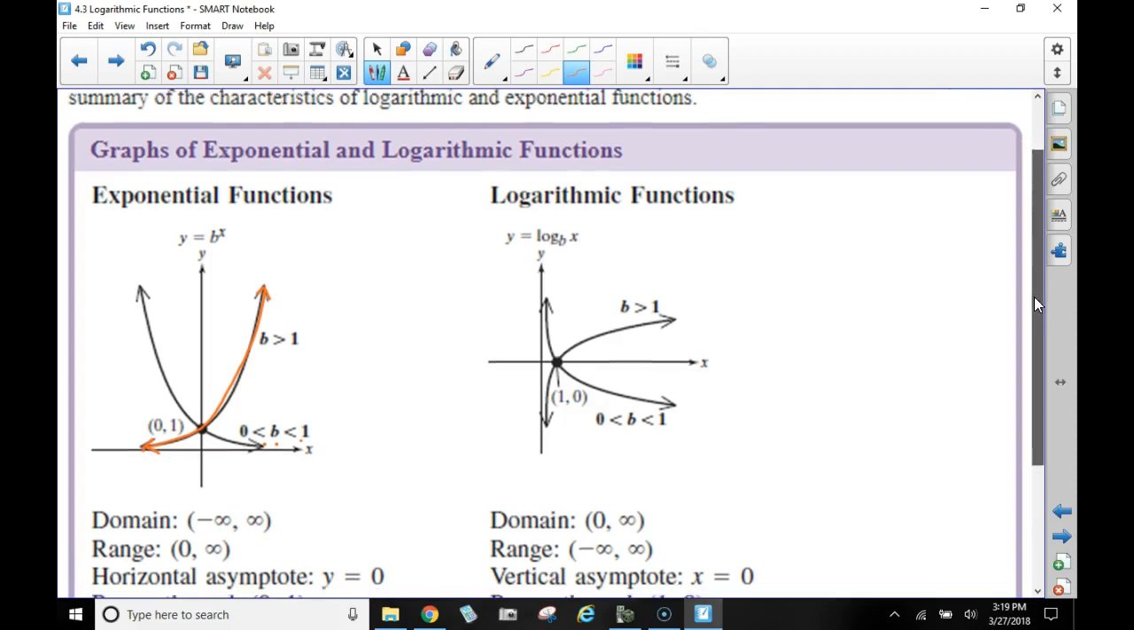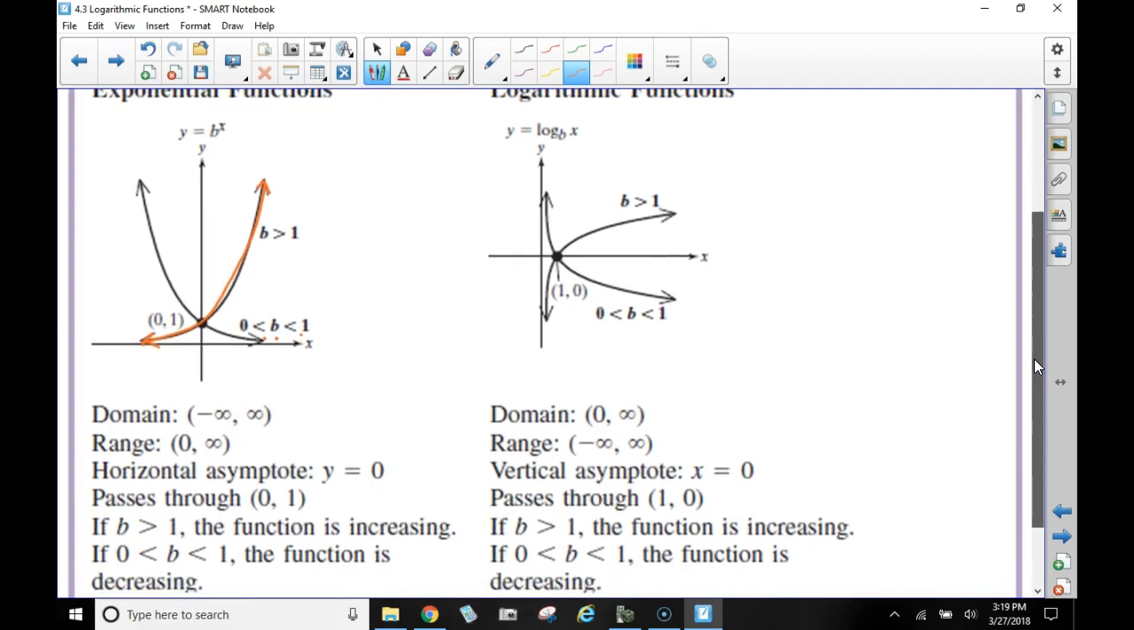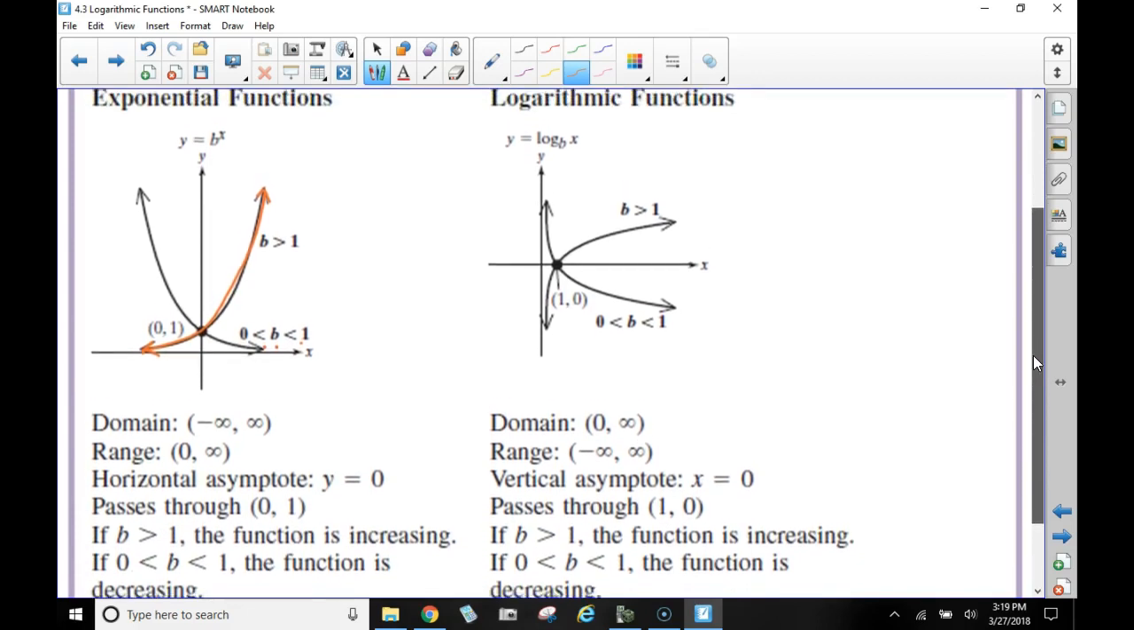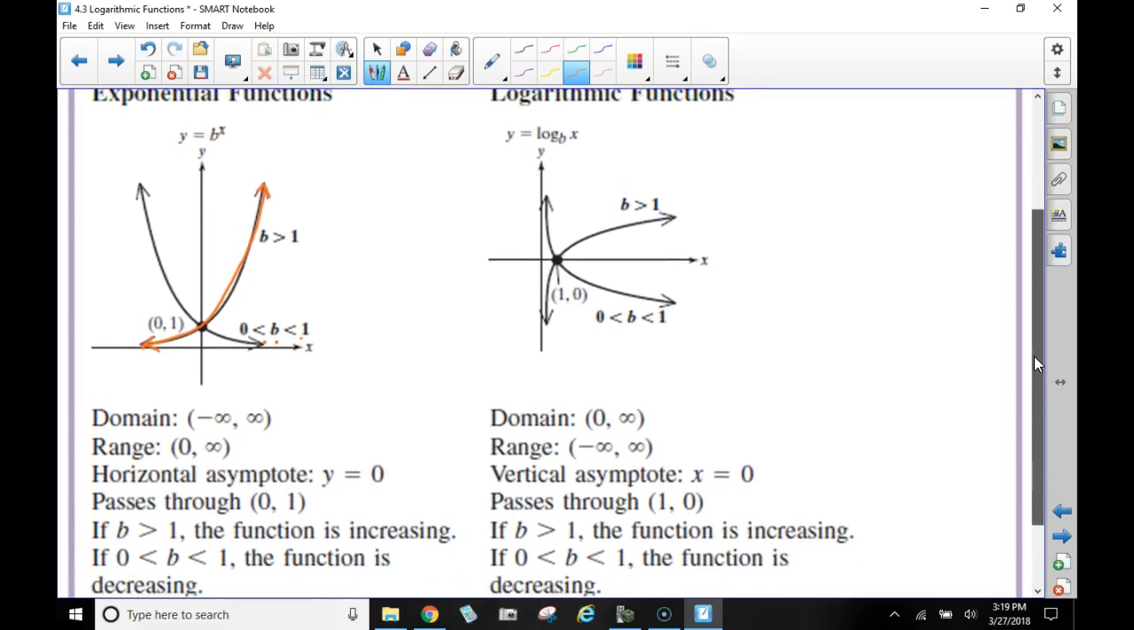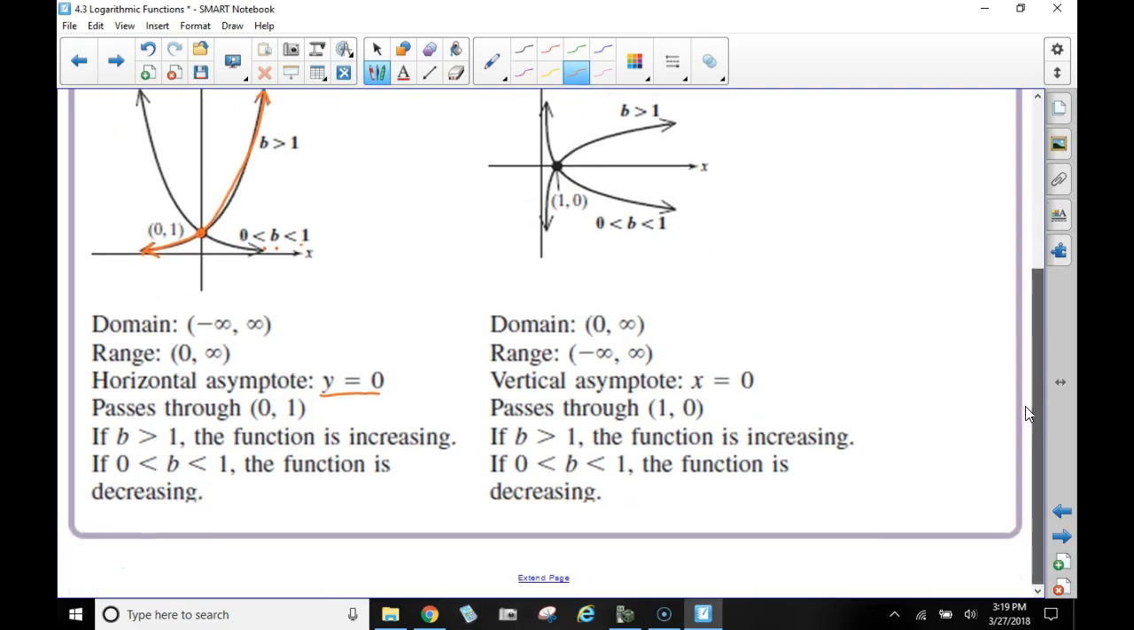The domain, oh, I wish we could get all that on there. Oh, that'll be good enough. The domain is all reals. The range is positives. Horizontal asymptote, the x-axis. Passes through the point 0, 1. Okay, if the base is greater than 1, the function's increasing, like in orange. If it's in between 0 and 1, the function is decreasing. What else is there? Nothing.